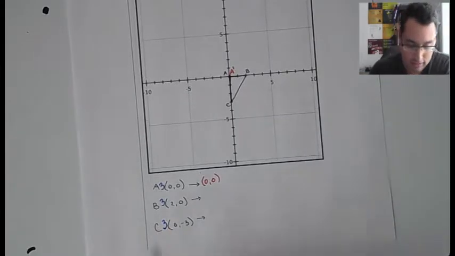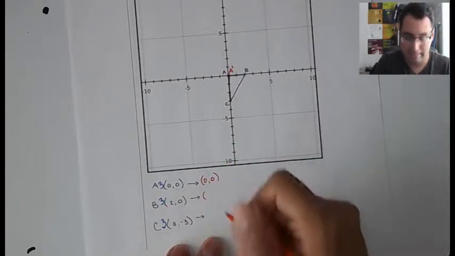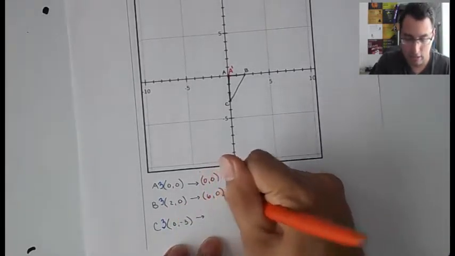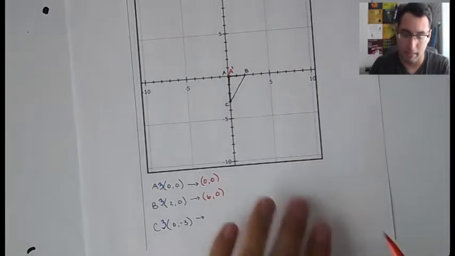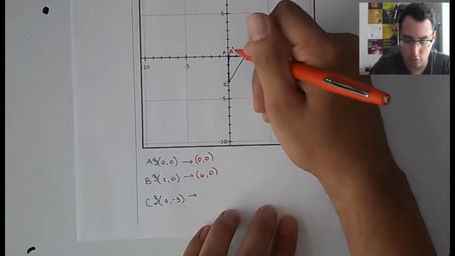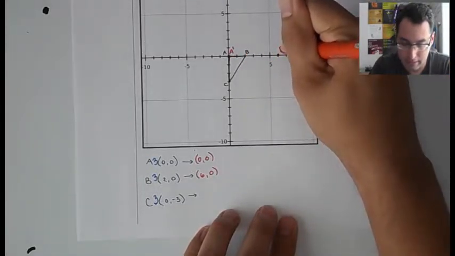If I multiply 0 by 3, it's still 0. It doesn't move. Let's multiply B by 3. So 2 times 3 is 6. And 0 times 3 is still 0. So where does B go? Where's B prime at? It's at the coordinate 6, 0. So from here, 6, 0 is just right over here. I'm going to label that as B prime.